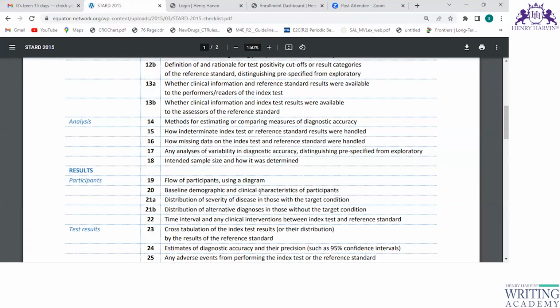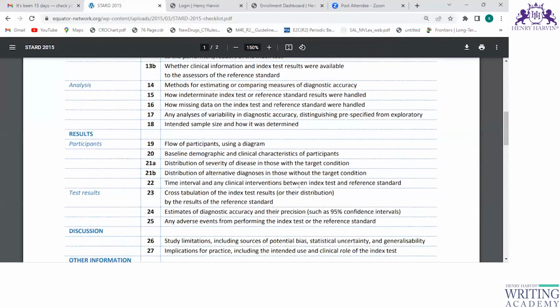Then after that, you have to write about the result. In the result, first you have to write about the flow of participants. For explaining that flow of participants, you can use a flow diagram. This flow diagram is different from the CONSORT flow diagram. I will show you what flow diagram you have to use here, and what the baseline demographic characteristics of the participants are. Then what is the severity of the disease in the particular participants?